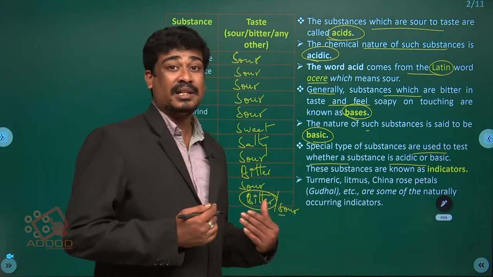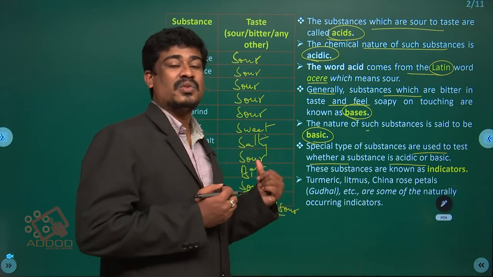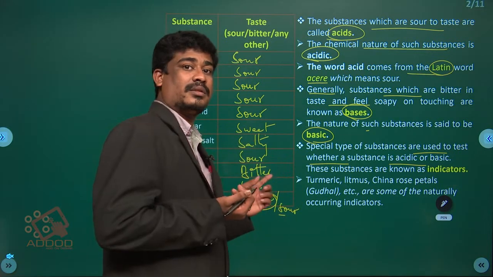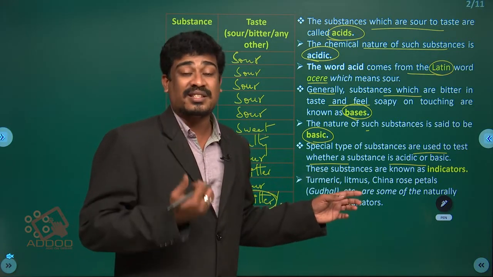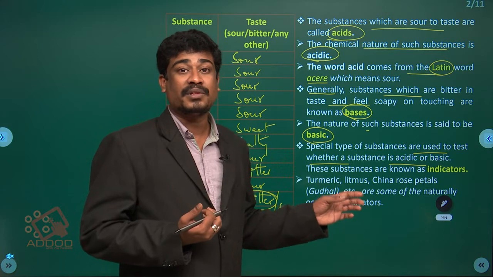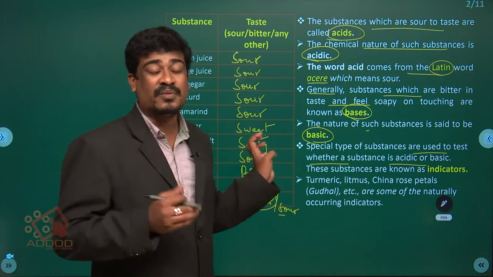Here we tested with our tongue, isn't it? It is not good. To test those chemicals, these are not harmful to us. Why? Because all these are almost fruits and some food items.